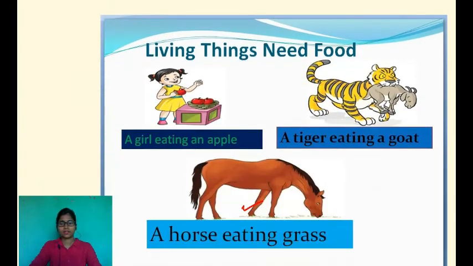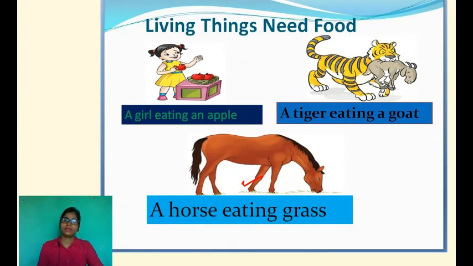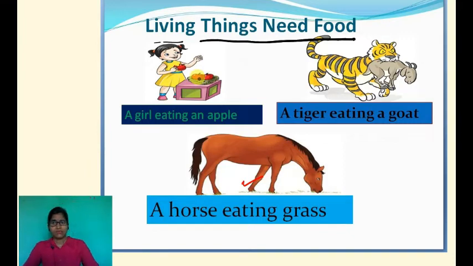The next characteristic is that living things need food. We feel hungry if we skip a meal. This is the way our body tells us that it needs food. You feel hungry. Living things need food to live and grow.